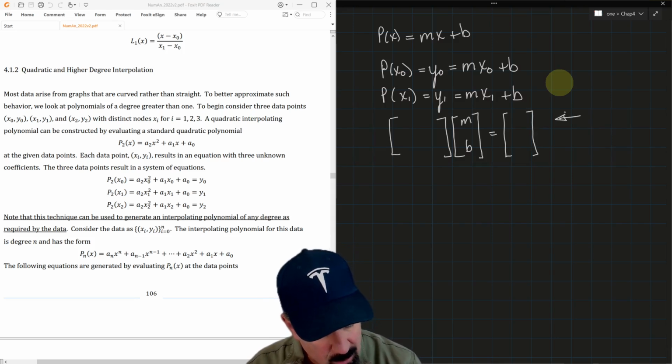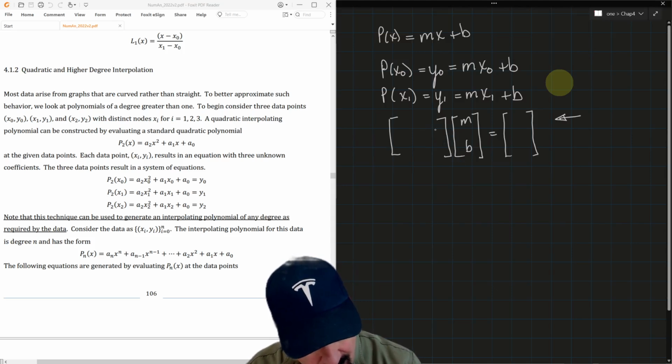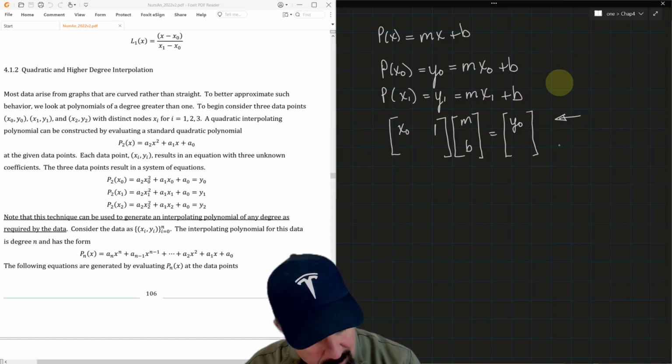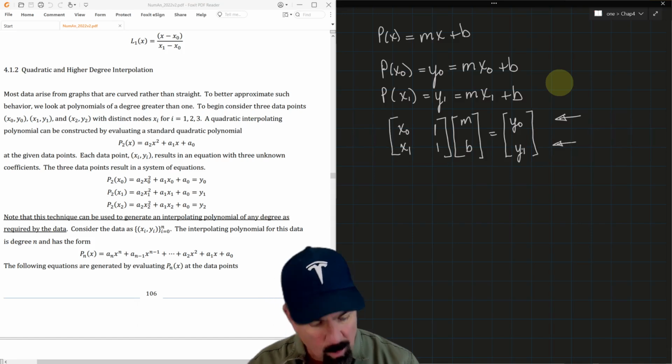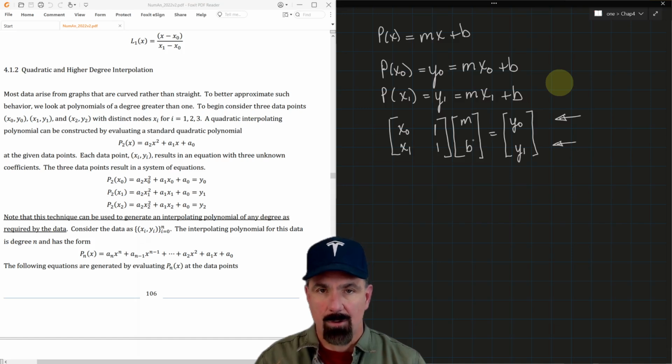So this is the first equation, which is 1 times b, and, sorry, I've got that in the wrong spot. So the first equation is the first row. That's 1 times b, m times x naught, and that's equal to y naught. The second equation is here. M is multiplied by x1, b is multiplied by 1, and the value is y1. So we could use linear algebra to solve this problem, and we would find the same line that we found earlier.